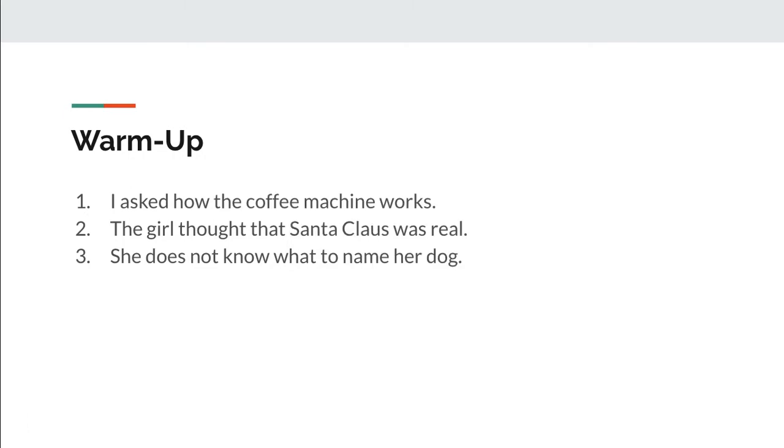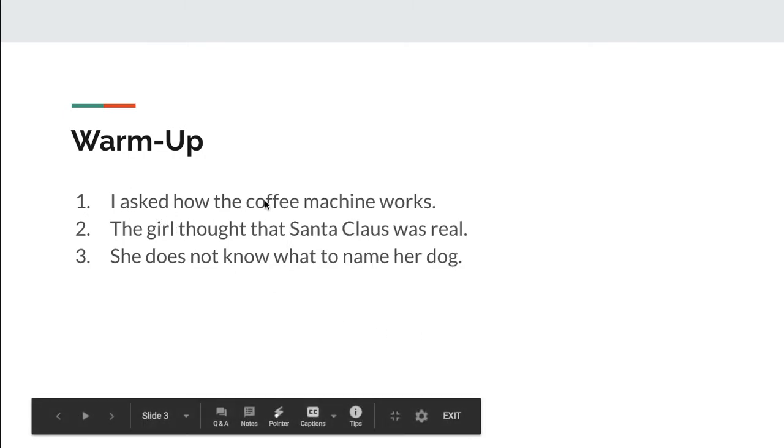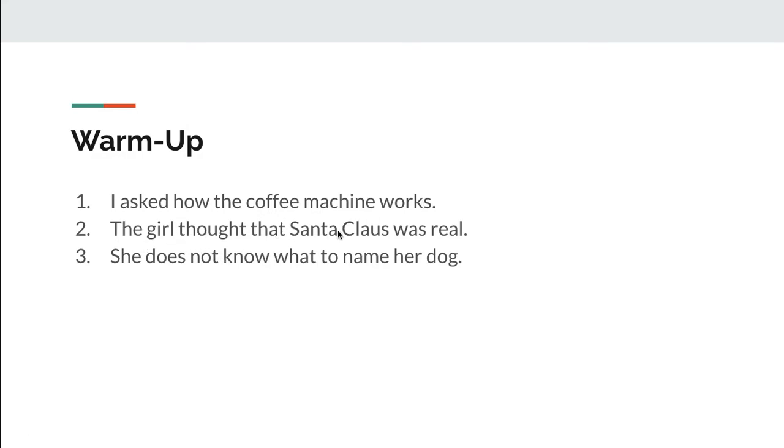Here are some examples. I asked how the coffee machine works. The girl thought that Santa Claus was real. She does not know what to name her dog. Basically, you could have put anything, and this warm-up is directly related to the lesson. We are going to be completing or finding sentences that have noun clauses as direct objects.